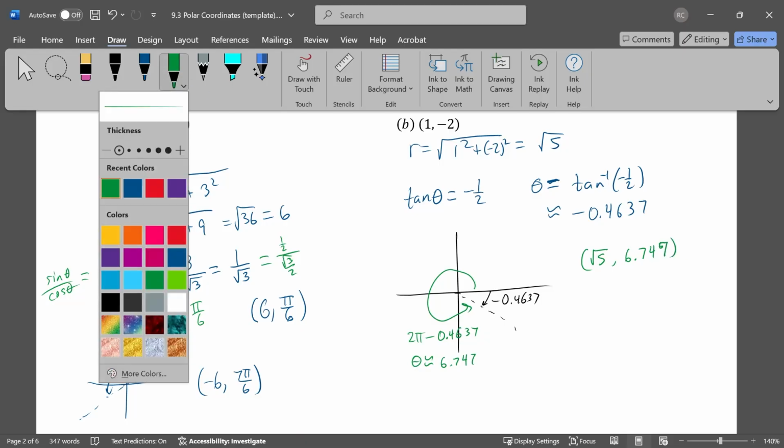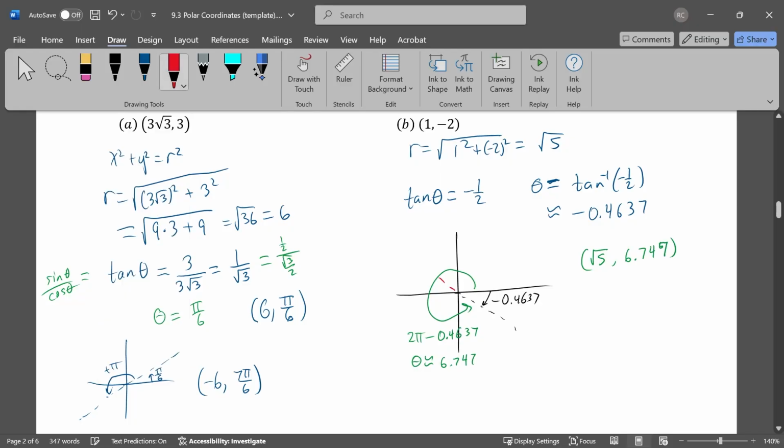Now I also want a version of the angle where r is negative. So I want this one right here. Now keep in mind, this angle is also the 0.4637 from symmetry, right? And so this angle is just pi minus the 0.4637. So my second point would be negative root 5. And instead of 6.747, we get 3.605 when we subtract pi minus 0.4637. Okay, that's it for that one.